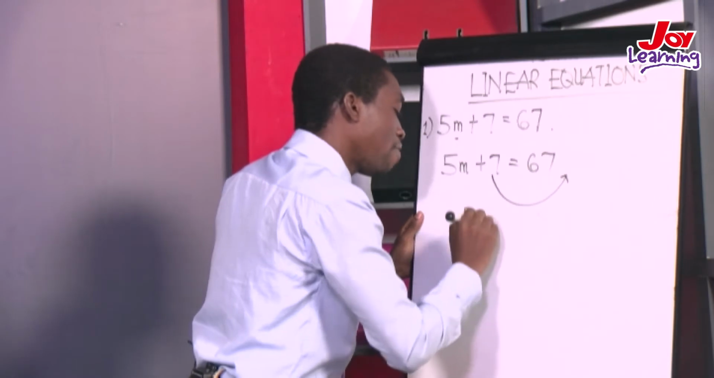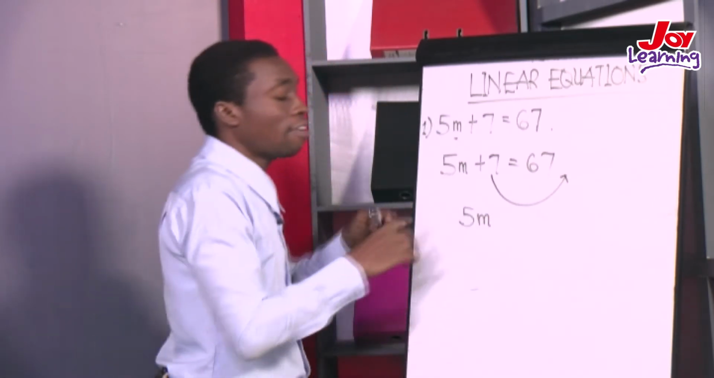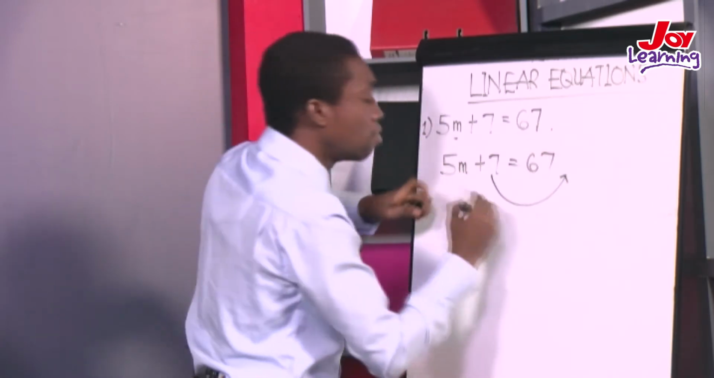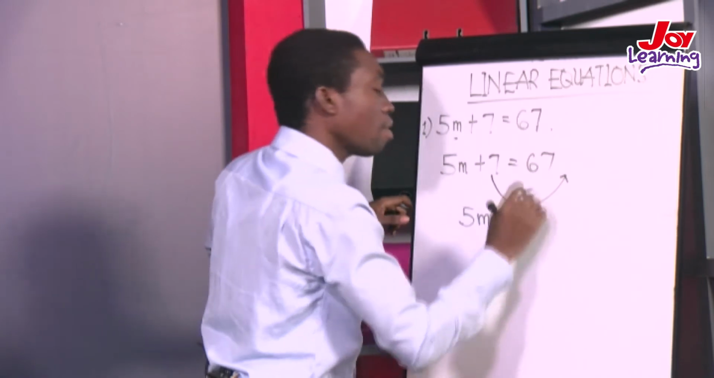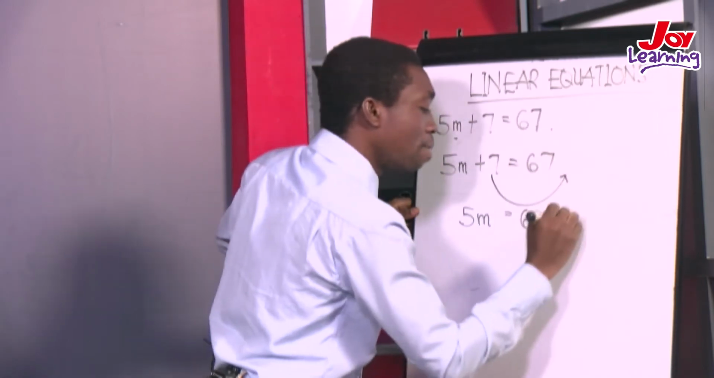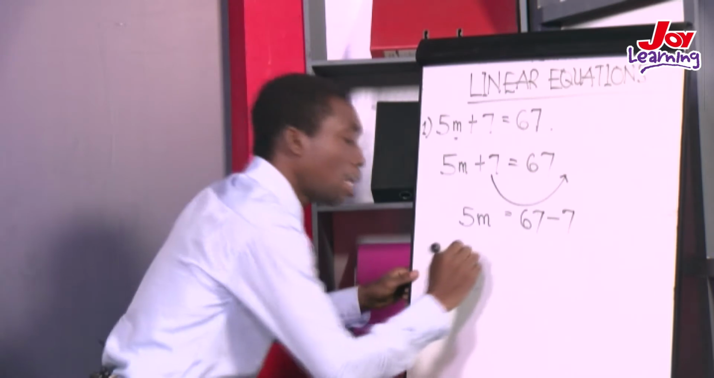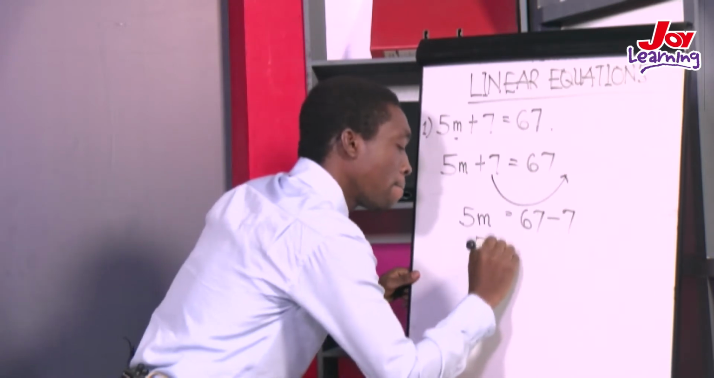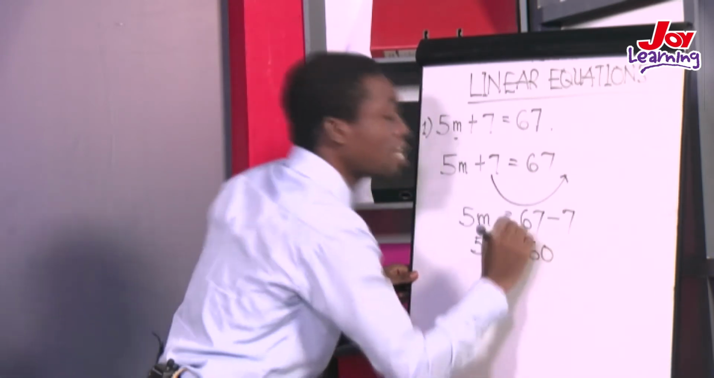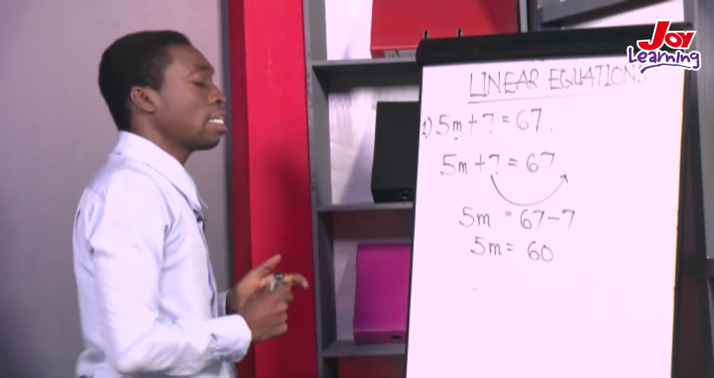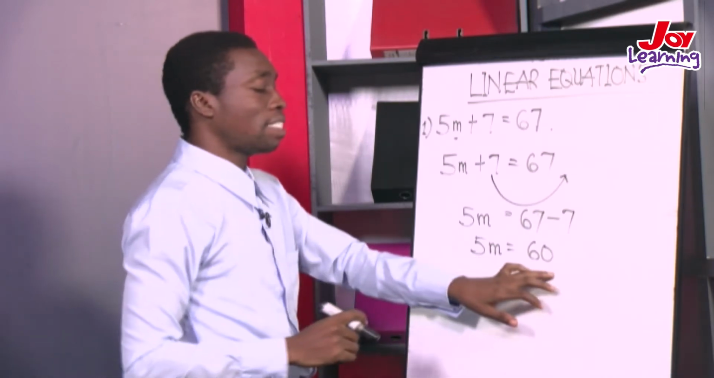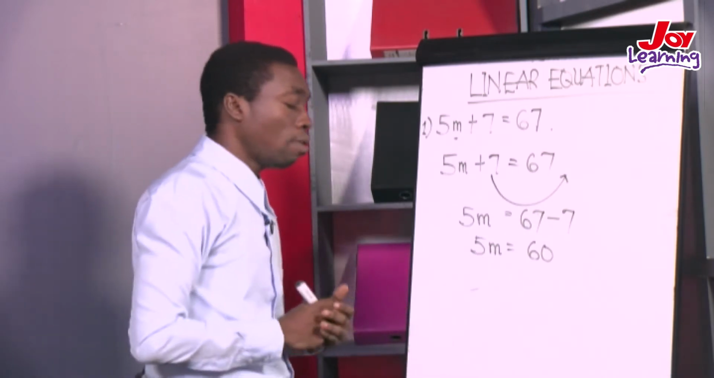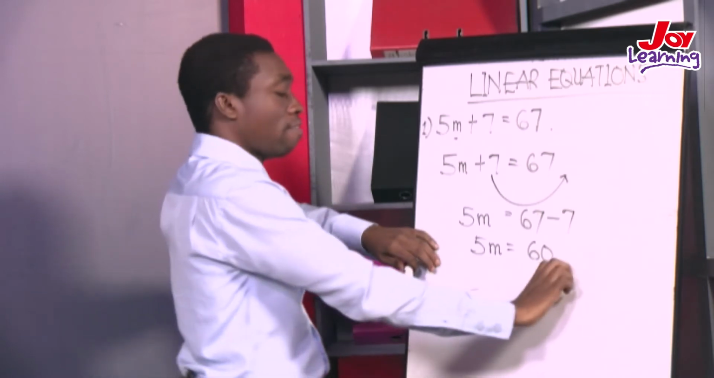We are left with 5m on the left hand side of the equation. Plus 7 moves, so you have 67, which is already there, and then plus 7 becomes minus 7. Then we are left with 5m equal to 60. That's 67 minus 7, giving us 60. At this point, you have 5m equals 60, and you want m to stand alone.